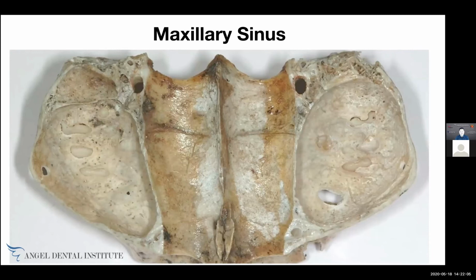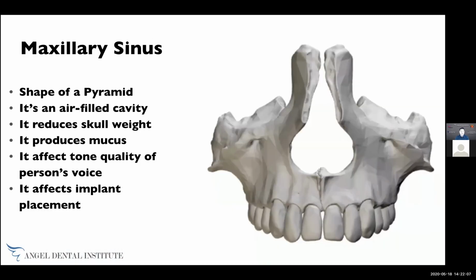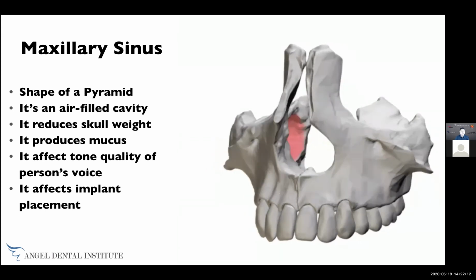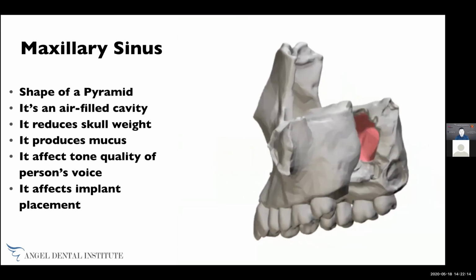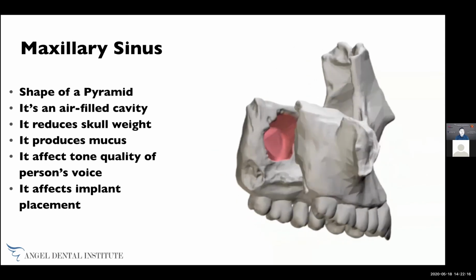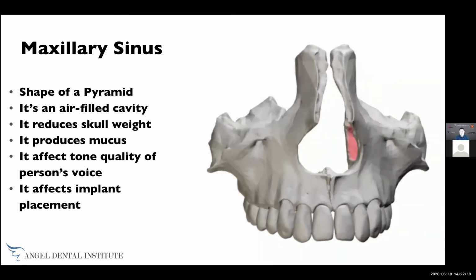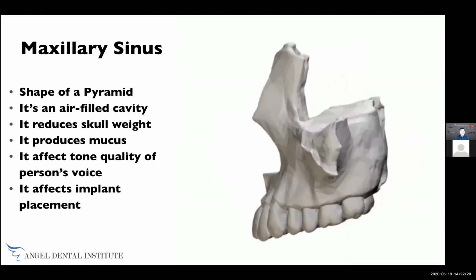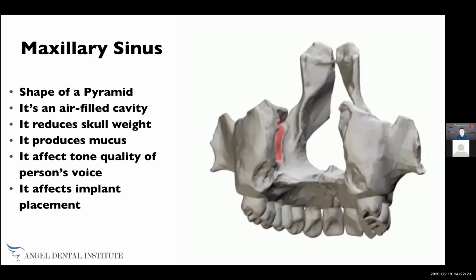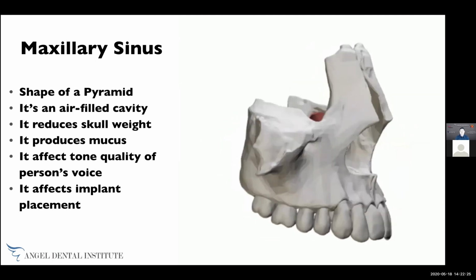Maxillary sinus, this is how it looks in the cut. I talked about this in my sinus lecture, but the sinus is shaped like a pyramid. It's an air-filled cavity. It reduces the skull weight. It produces mucus. It affects tone quality of a person's voice. It affects implant position placement because of that, okay?